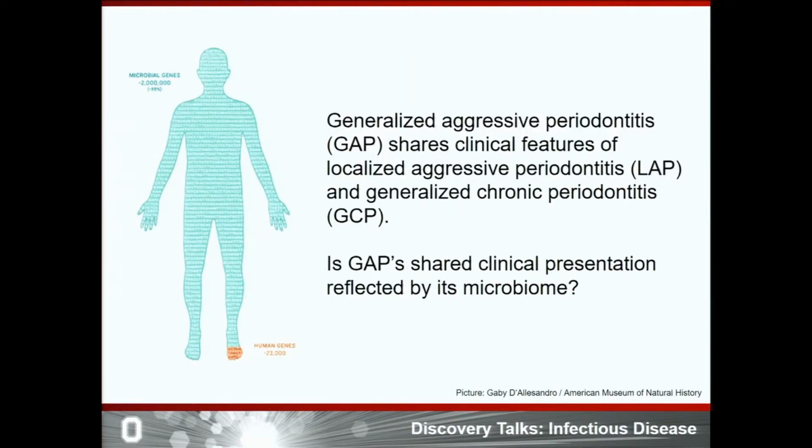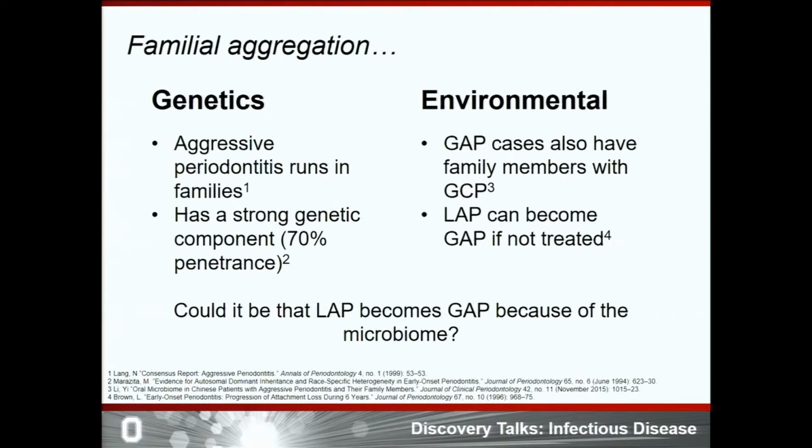So what you can see is that generalized aggressive periodontitis actually shares features of the two diseases, GCP and LAP. Now, the first thing that you would think is, well, are the clinical features basically a reflection of the microbiome that is in that area, the subgingival microbiome? And there's a rationale for that.